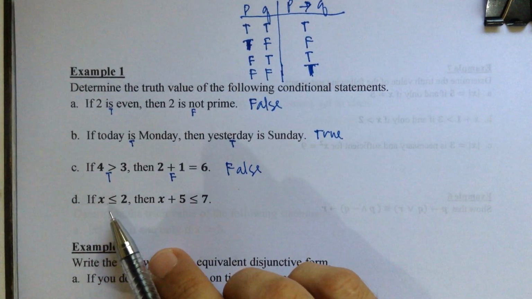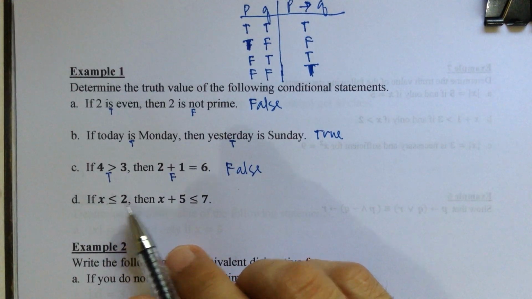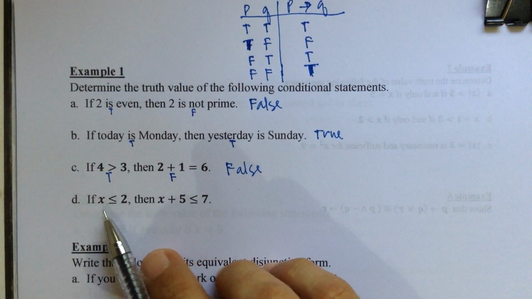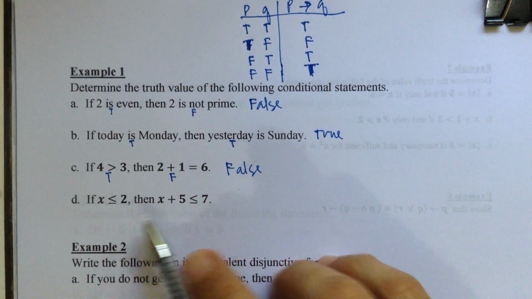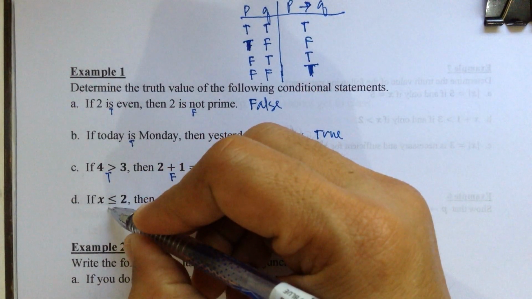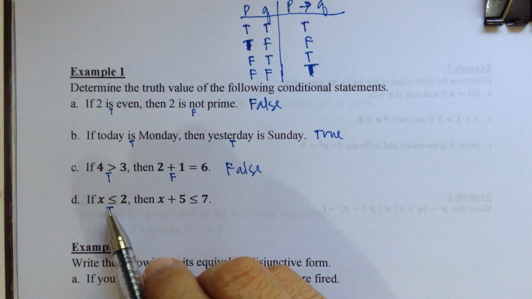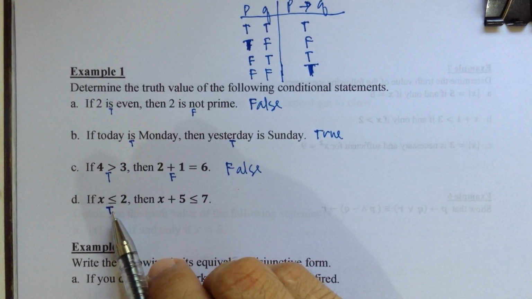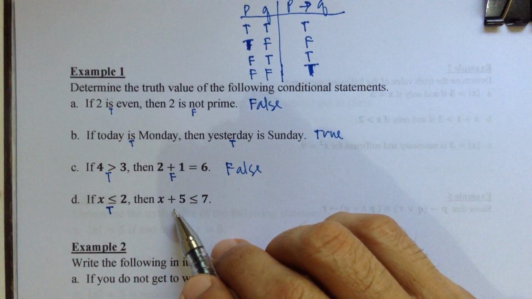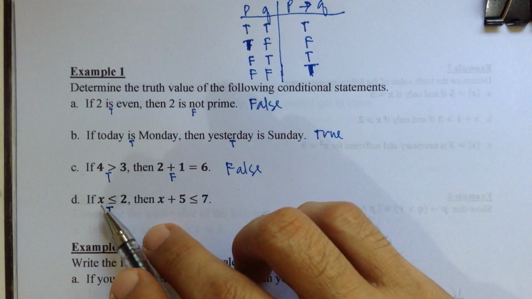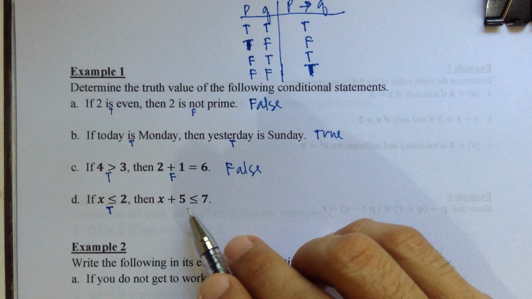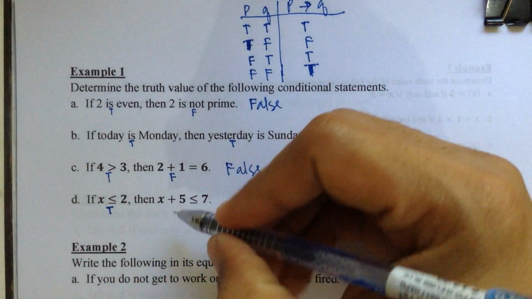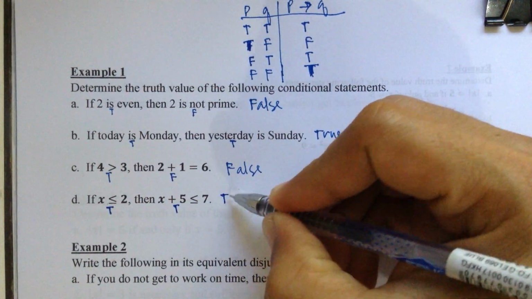What about letter D? If x is less than or equal to 2, then x plus 5 is less than or equal to 7. There's actually no way of knowing whether this statement is true because this is an open sentence, and this one also is an open sentence. So what we can do to determine the truth value of this is to assume that this is true. Suppose your x is any number less than or equal to 2, okay? So question is, if this is true, then is this true? Like for example, you have 2 for x, so is 2 plus 5 less than or equal to 7? Or if your x is equal to 1, is 1 plus 5 less than or equal to 7? So you will notice that if this is true, this is also true.